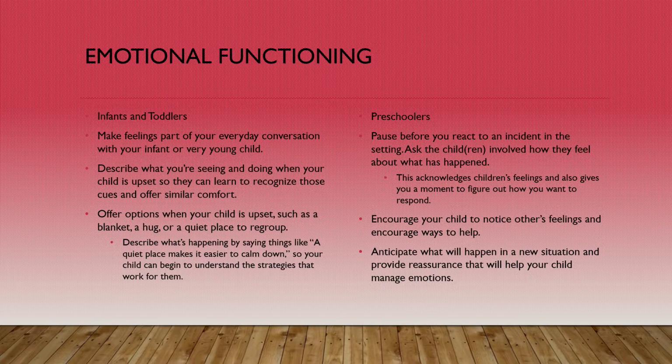So describe what you're seeing and doing when your child is upset so they can learn to recognize those cues within themselves and offer similar comfort to their peers. Offer options when your child is upset. Children have their favorite blanket, or sometimes they want a hug, but give them options. Don't just grab them and tell them it's all going to be okay. Just help them learn to regulate and recognize how to regulate their own emotions.